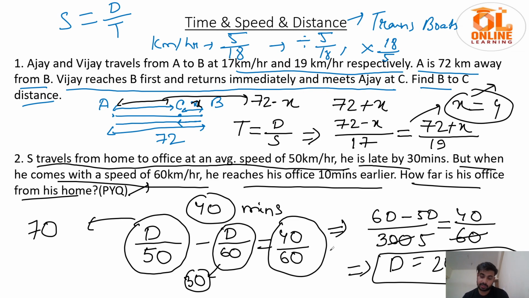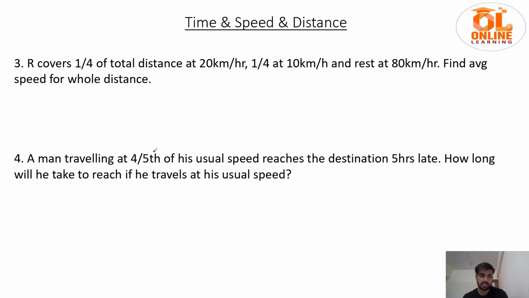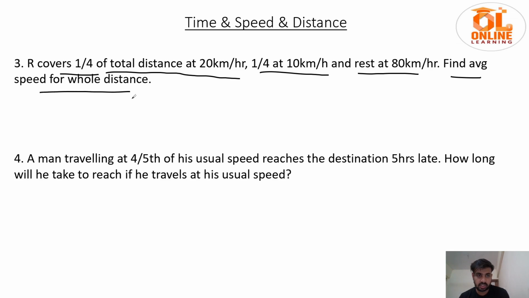Okay. Let us move towards the next question. This was the last question of today's session. R covers 1 by 4 of total distance at 20 km per hour, 1 by 4 at 10 km per hour, and rest at 80 km per hour. Find average speed for the whole distance. So, this is an easy question. Take this as homework and let me know the answer in the comment section.